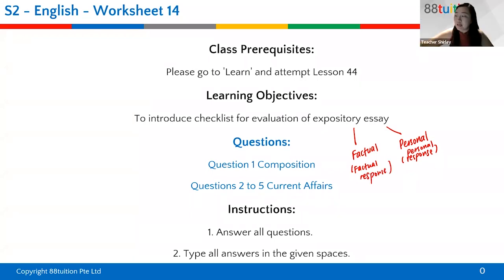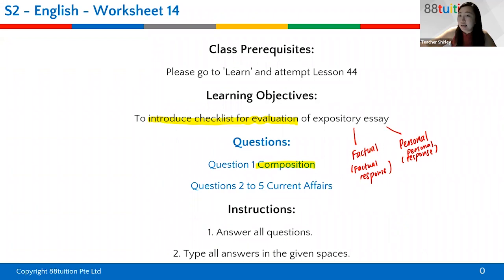Okay, so this part here that we are covering actually falls under the composition part. We are going to introduce a checklist so that you know how teachers actually evaluate your expository writing. It's important to know how teachers evaluate, because your teachers will be giving you the marks. So you must know, from the teacher's perspective, how the teacher marks your essay.